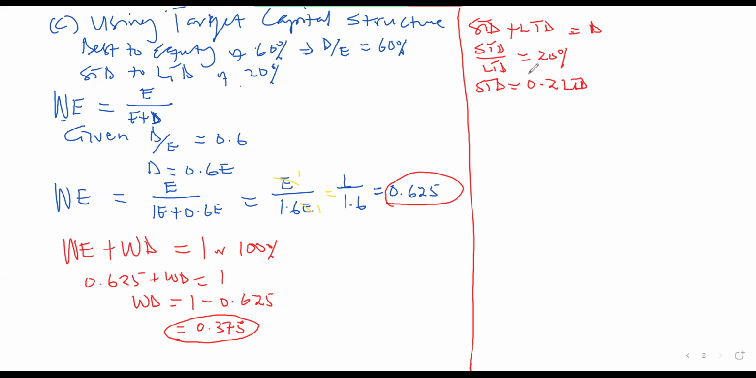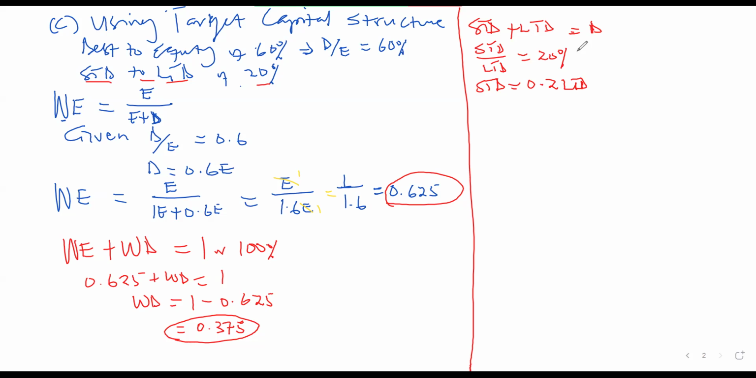Oh, yes. So your short-term debt plus long-term debt is equal to total debt. And the question gave you that short-term debt to long-term debt is 20%. So we have short-term debt over long-term debt to be equal to 0.2. If we cross multiply, then we have short-term debt to be equal to 0.2 long-term debt.